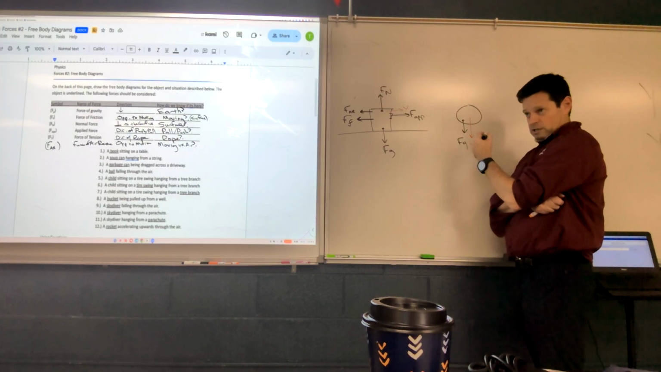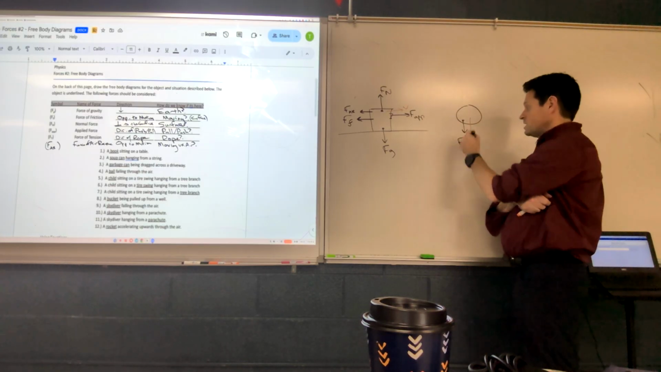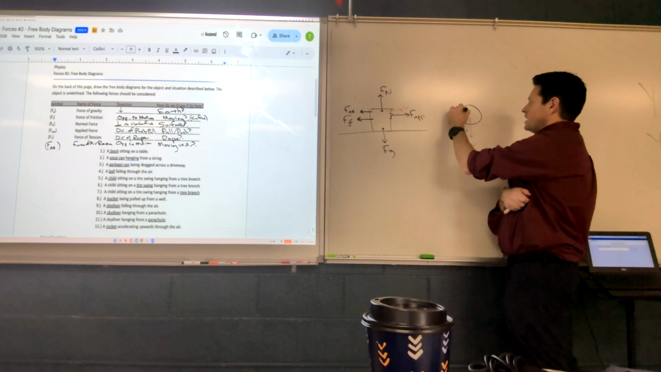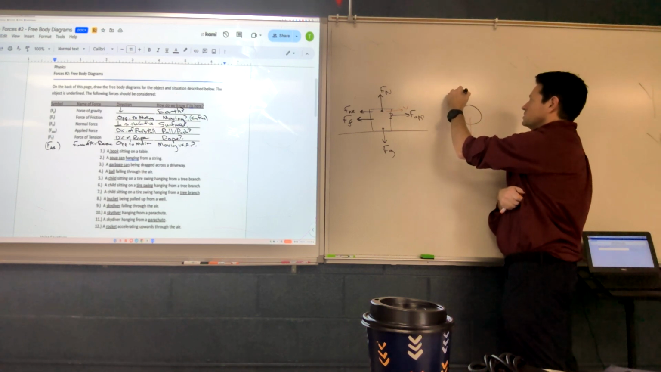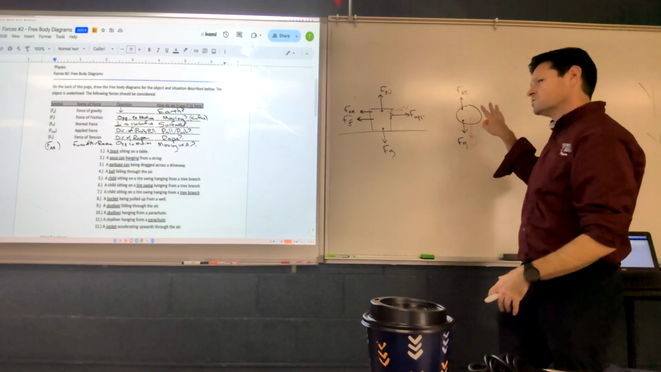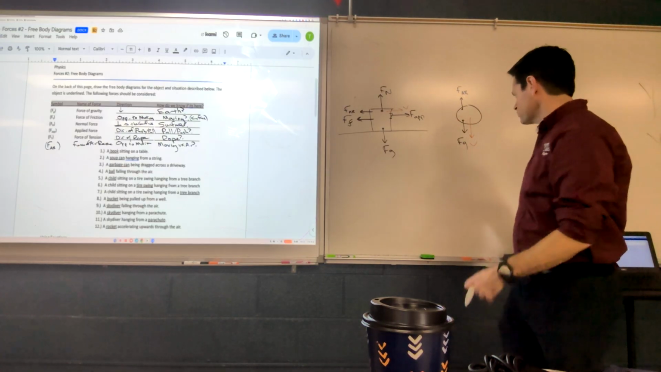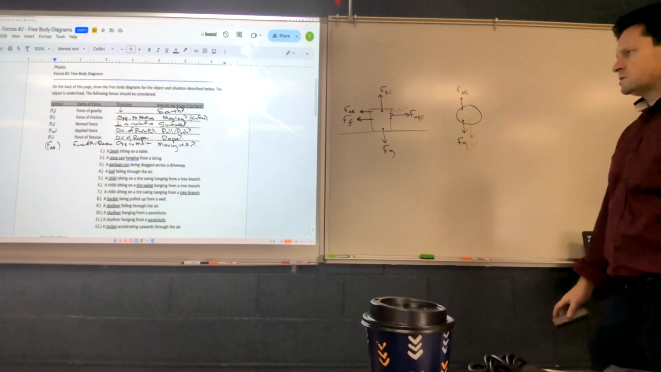Is anything pushing or pulling on this ball? Nope. Is there a rope on this ball? Nope. Is it moving versus the air? Yes, it's moving versus the air. The ball is moving down, so we have a force of air resistance moving up. If this ball is moving slow, that air resistance is small. If this ball is moving fast, that air resistance is big. All right, so that is number 4.